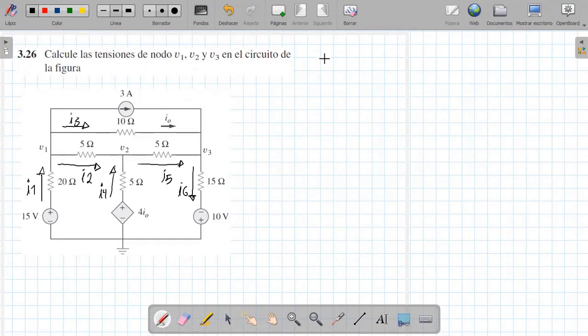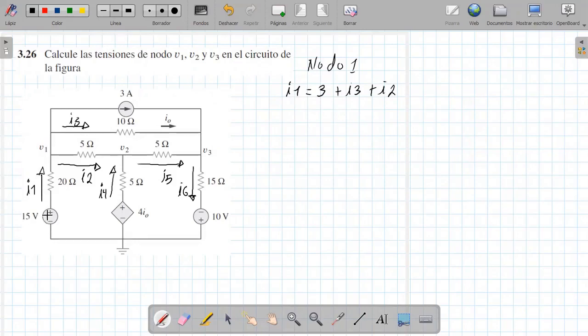So let's do the analysis of node 1. Here in the node, I note that in node 1 I am going to put, always the same, the currents that leave and the currents that enter this point. First, what is the current I1, that is this one that is here? I1 is going to be equal to what comes out, which is 3 amperes plus the current I3 plus the current I2.